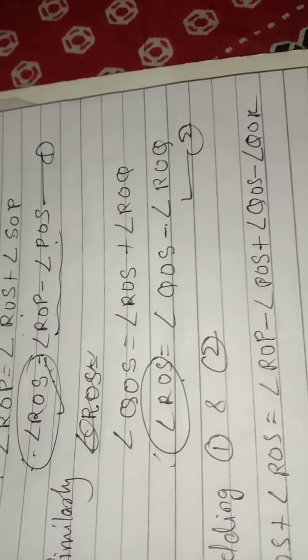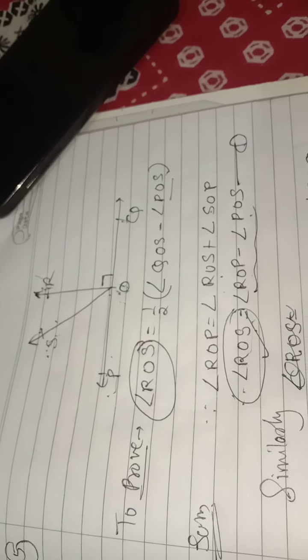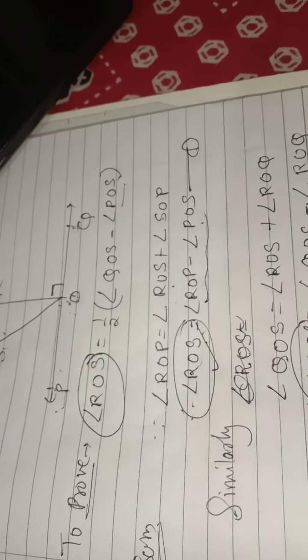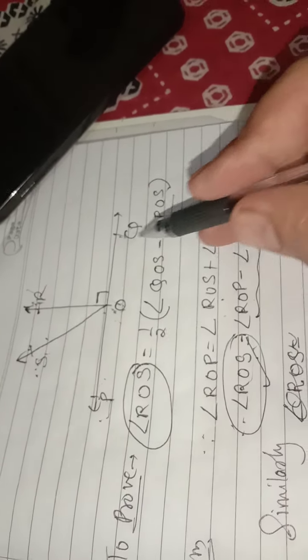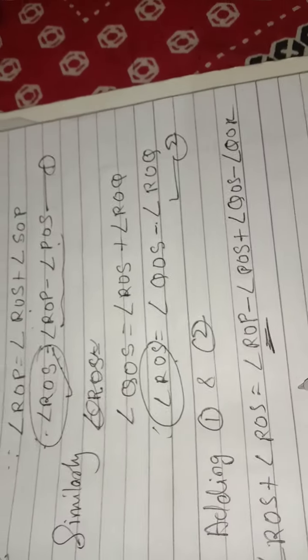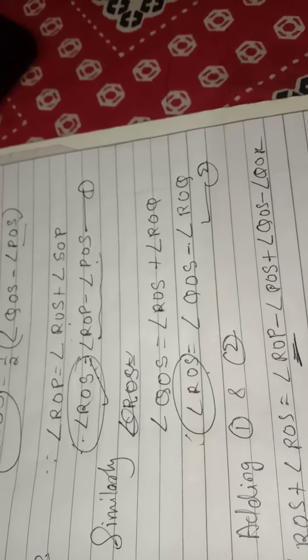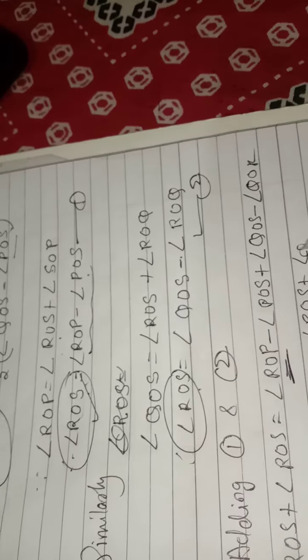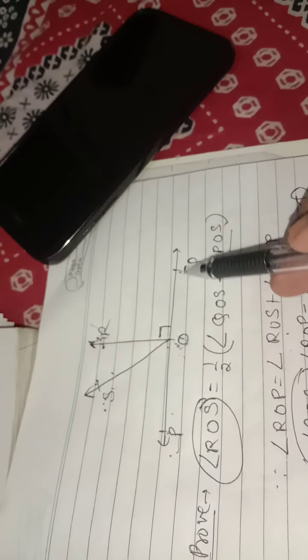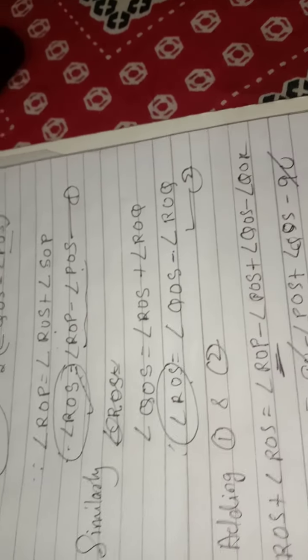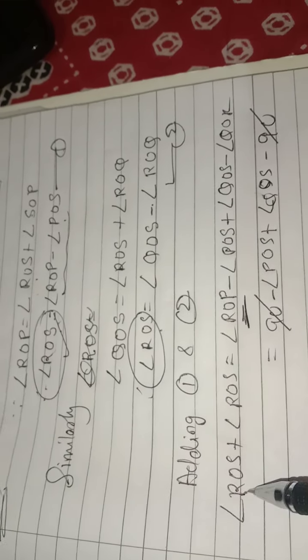Now what will happen here? Can we guess what is the value of POR? POR is 90. And what is the value of QOR? It is also 90. So I'll write here 90 minus angle POS plus angle QOS minus once again 90, because QOR is 90 and POR is 90. So 90 and 90 cancel.